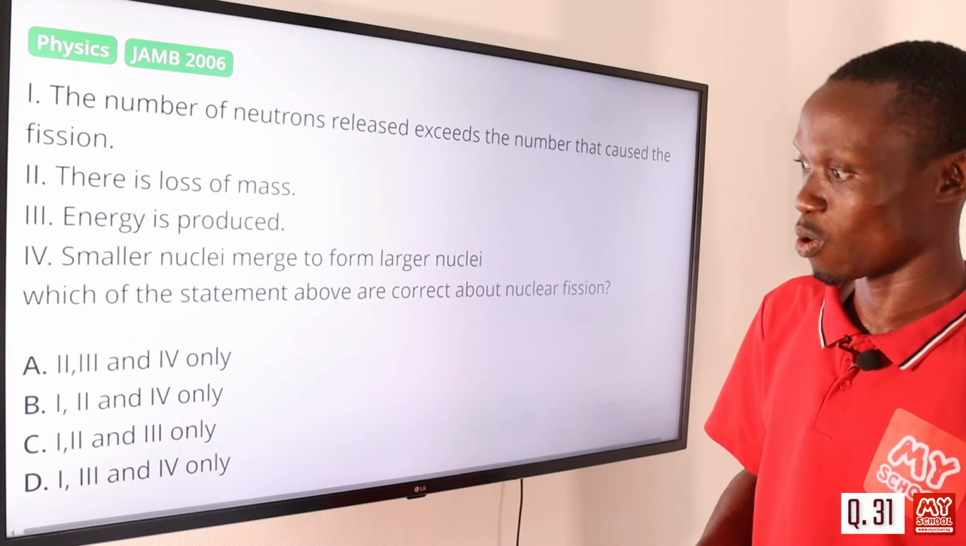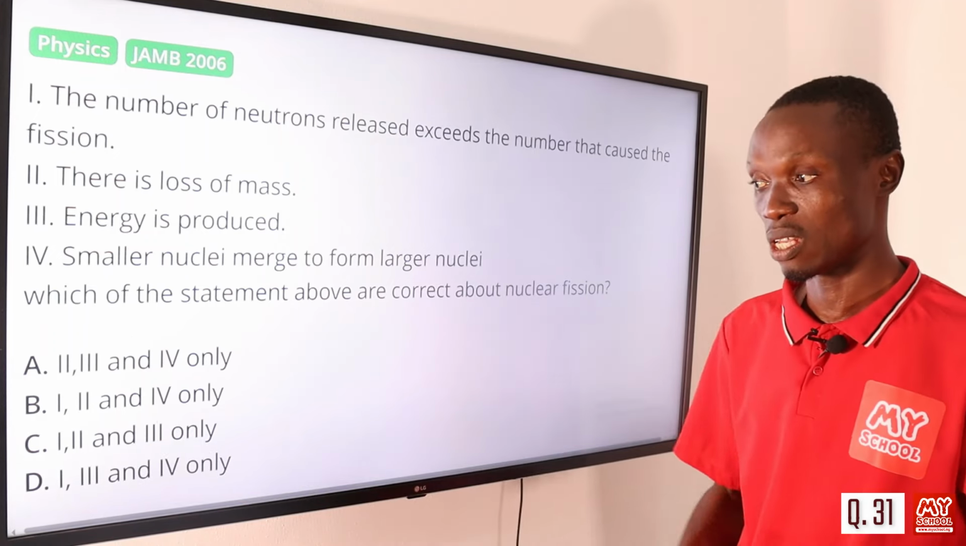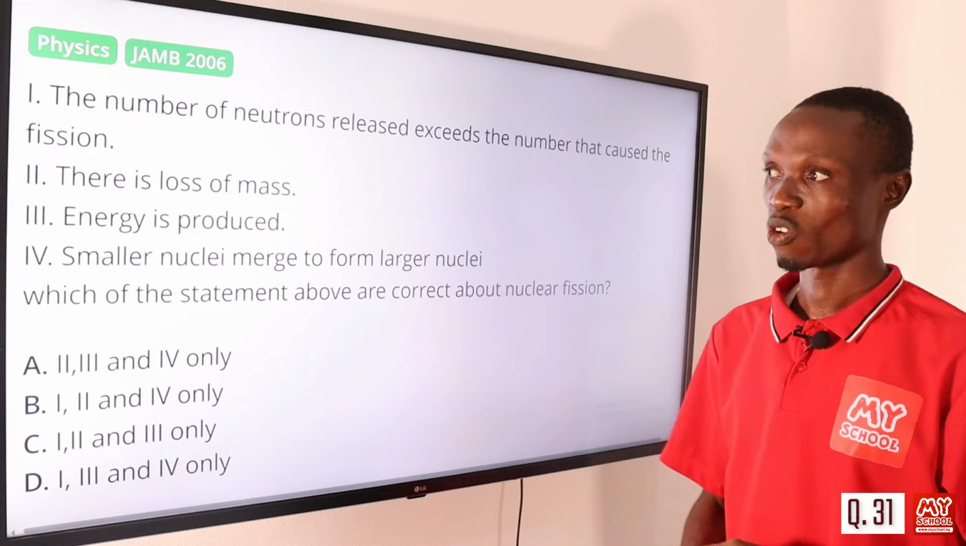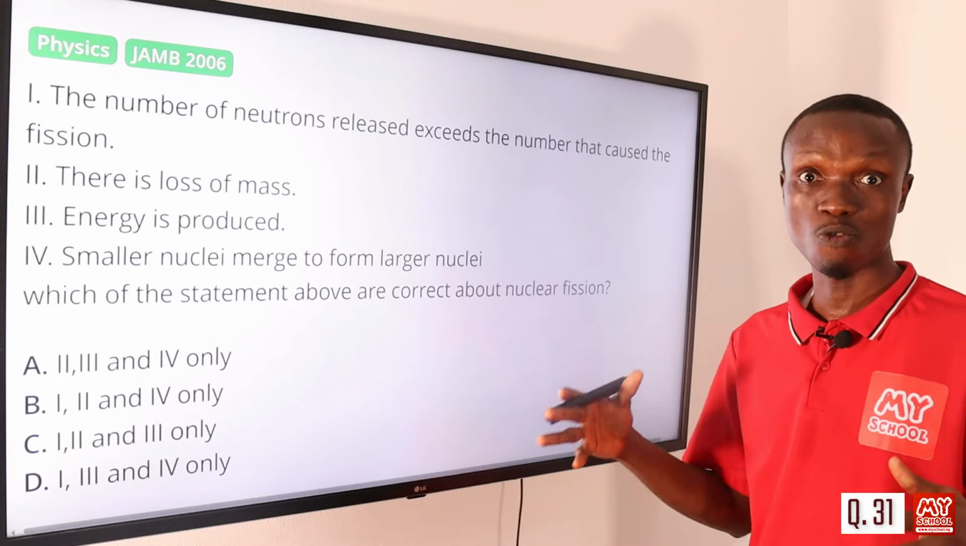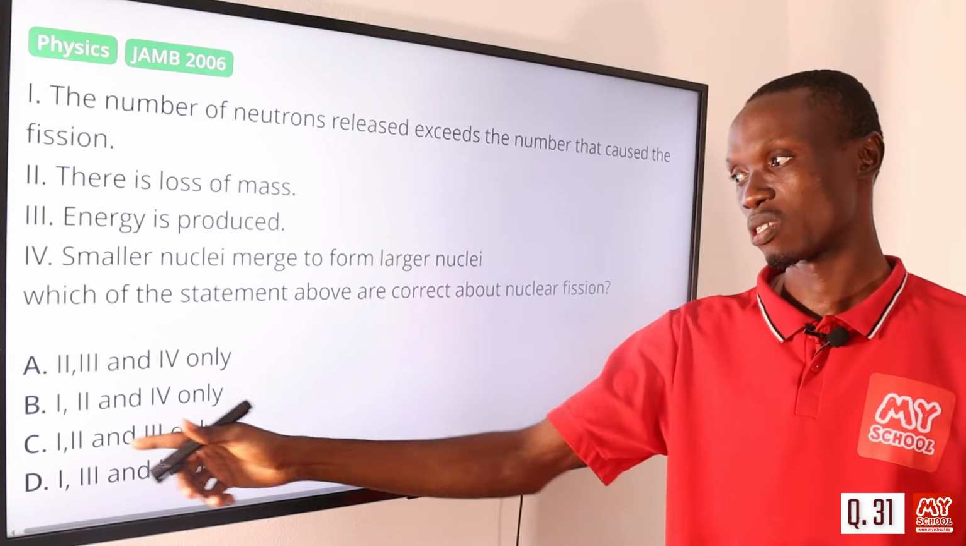So let's move through the options and see. I think the correct option to this question is option C, II and III only. Why is IV not correct? Because IV is talking about nuclear fusion and not nuclear fission. So that makes option C the correct answer to this question.